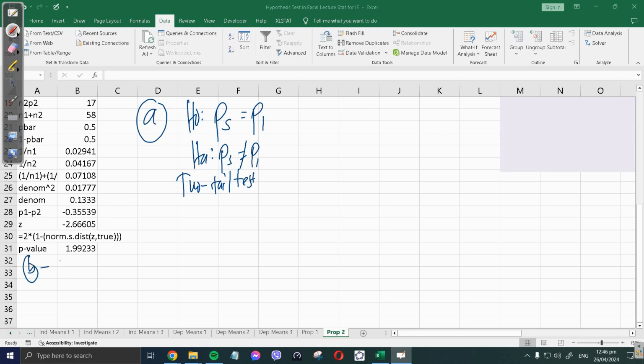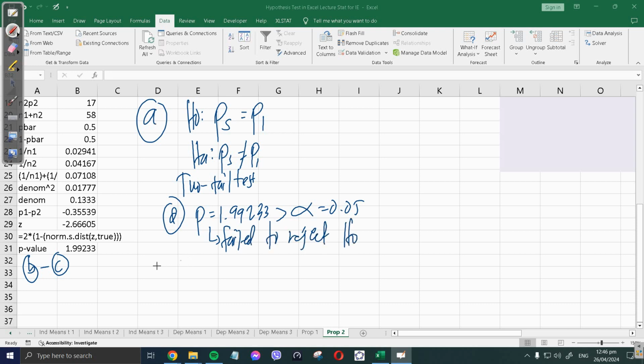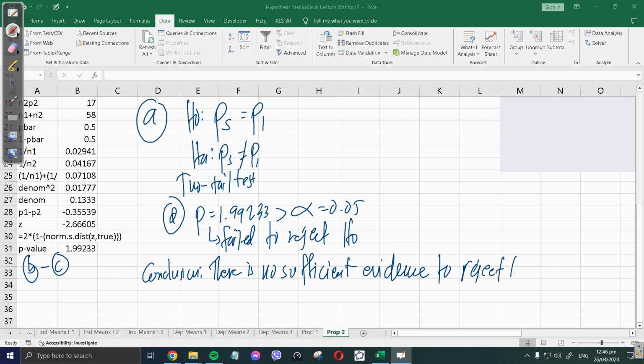This is already steps 2 and 3, so step 4, obviously the p-value of 1.9923 is bigger than alpha of 0.05. So thus we have once again failed to reject H0. Therefore, our conclusion is that there is no sufficient evidence to reject H0. Thus, the proportion of the small nursing homes is just the same as the proportion of the large nursing homes. And that is the Z-test for two sample proportions.